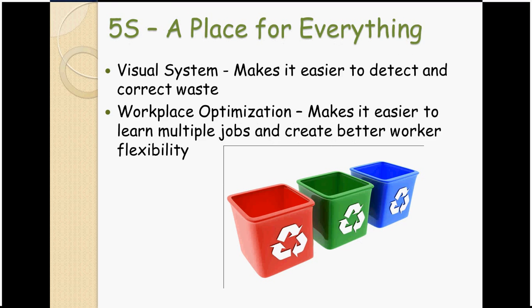Now, one way to create an effective standard is with the 5S visual system, because in a 5S system, everything has a place and everything should be in its place. This makes it easier to detect and correct waste. It's also a way to optimize the workplace because it's easier to learn multiple jobs and it creates better worker flexibility. A small business has to have flexibility, and 5S makes this possible.